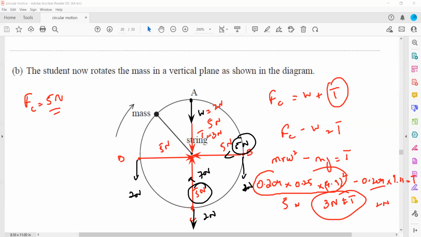So here 5 Newton centripetal, here 5 Newton centripetal, here also 5, here also 5. In all the cases 5 Newton is the centripetal force, but the tension will vary. At position A the weight is contributing towards the centripetal force, so we need a small tension. But at position C, the weight is opposite to the direction of the centripetal force, so we need a greater tension force. At position A the tension is minimum, which is 3, but at position C the tension will be maximum, that is 7.